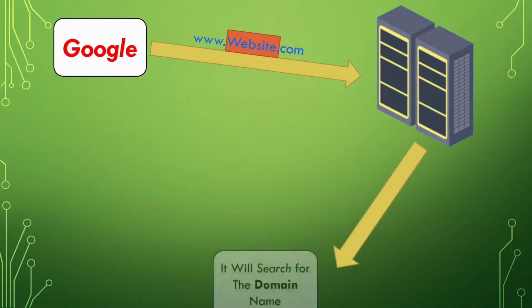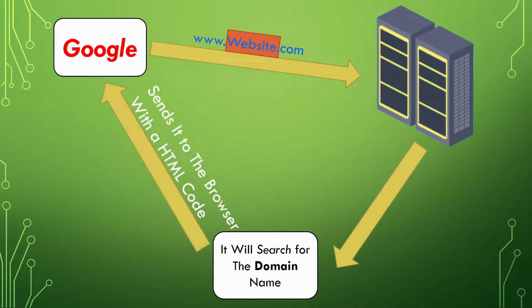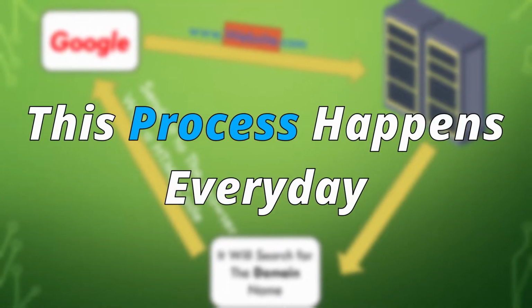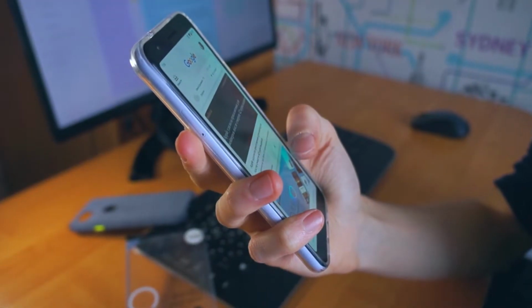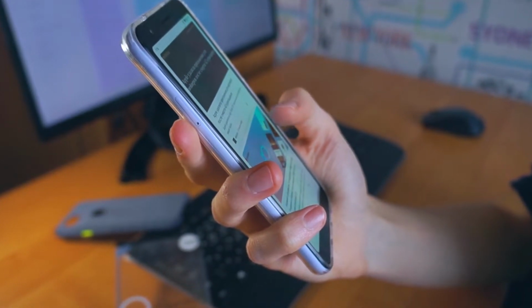The server searches if it has this domain name. When it does, it sends it to the browser alongside HTML code, and that is how your browser loads the web page you requested. All of this is done at light speed, and it happens every day, every minute and second. People around the globe search the web to fulfill their needs.